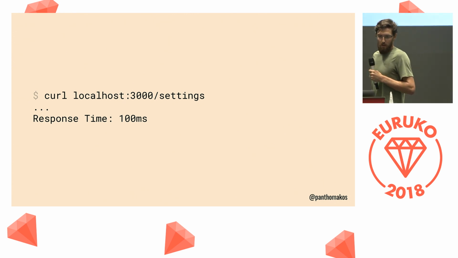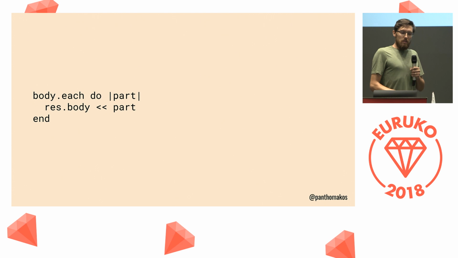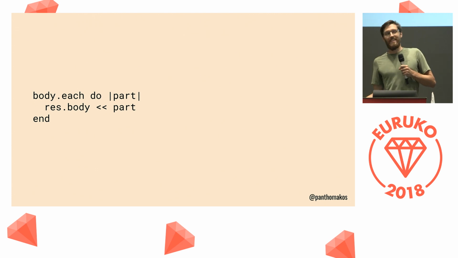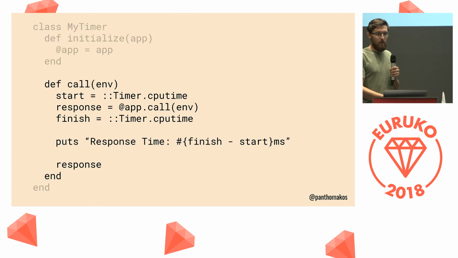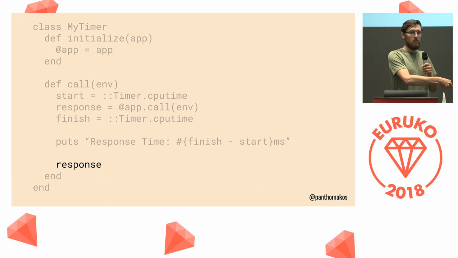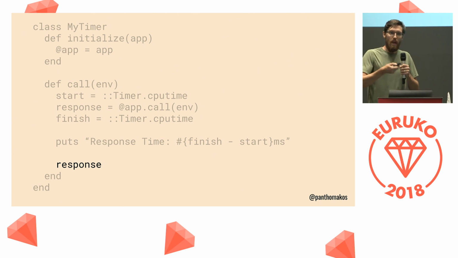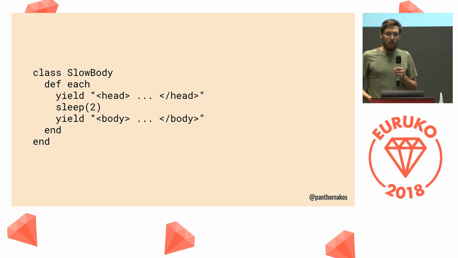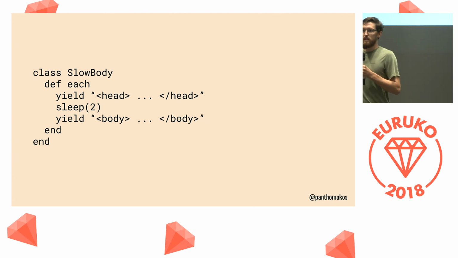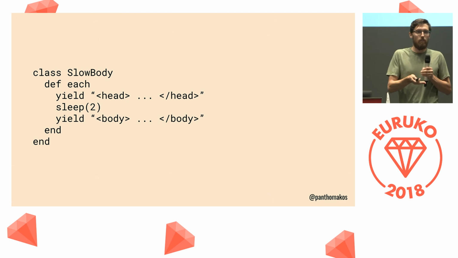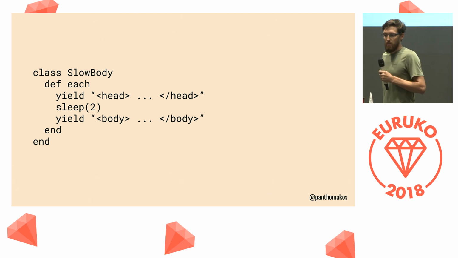Great. The problem is, as we talked about before, the rack handler iterates through each part of my body to generate the response. And the issue with my particular piece of middleware is that all happens after I've returned, right? So I'm not accounting for any of that iteration in my timing. So that means that if someone gave me a really, really slow response, a really slow body that slept for 2 seconds, I would not account for those 2 seconds in my timer.